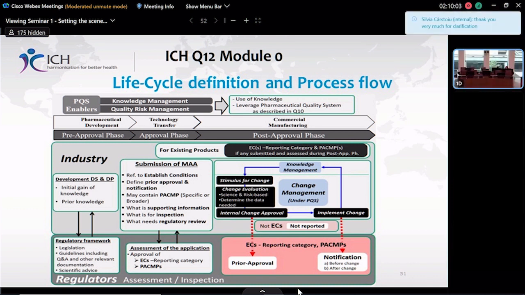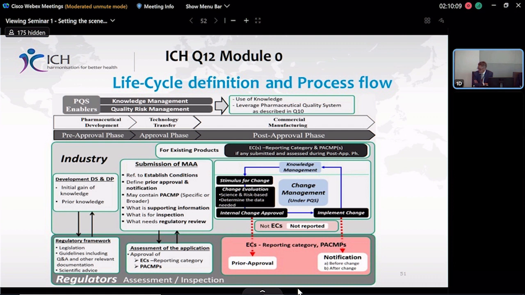So can I ask you a question, Brian? So for that risk-based approach to determine what type of variation it is, are there any preset requirements, or is it at the judgment of the regulator in this case?